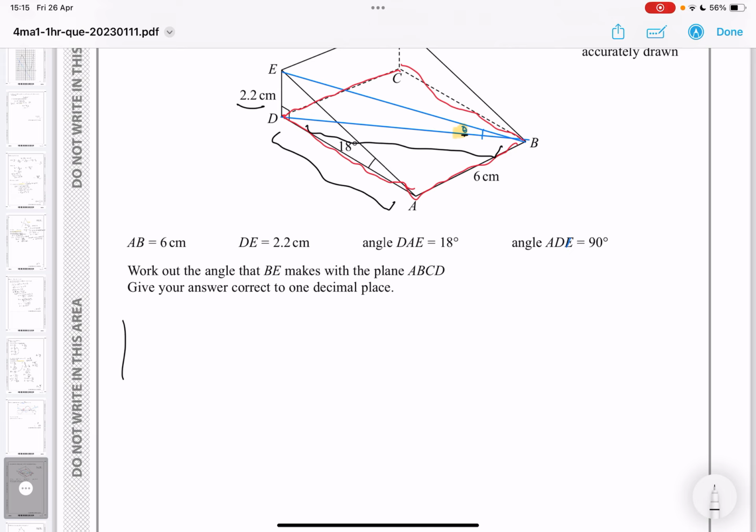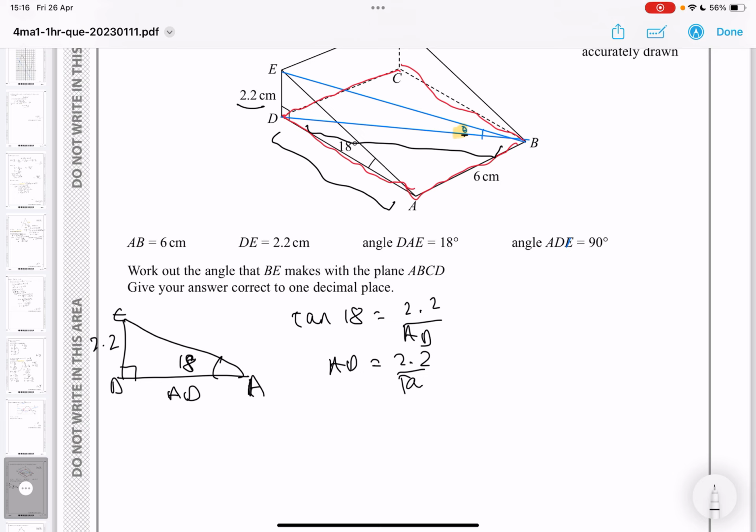So I'm going to first draw this triangle. That's EDA. It's 2.2. That's 18, and that's AD, okay? So we can use tan 18 is opposite over adjacent. So AD is equal to 2.2 divided by tan 18. So AD is equal to 6.77. So now that we've worked out AD, we can find out what BD is.